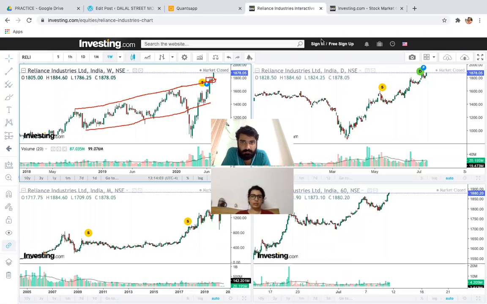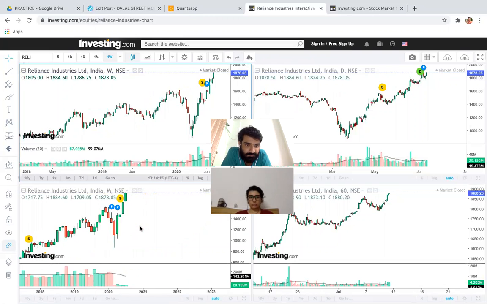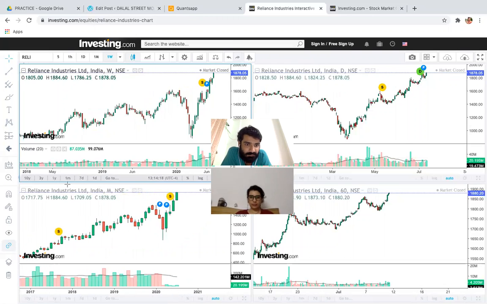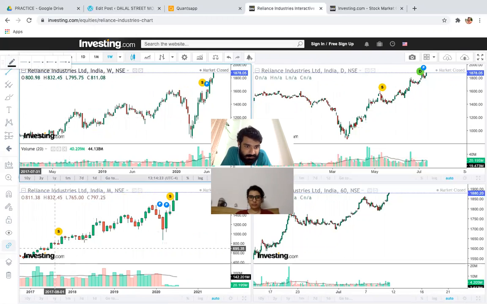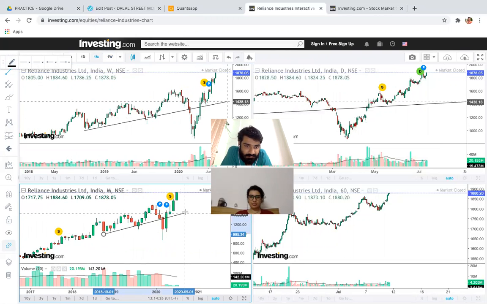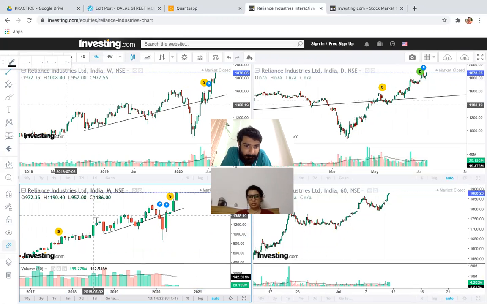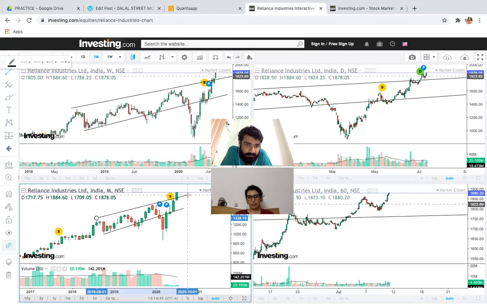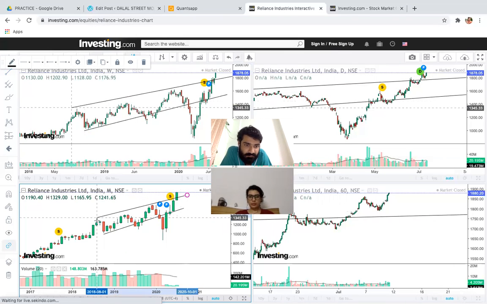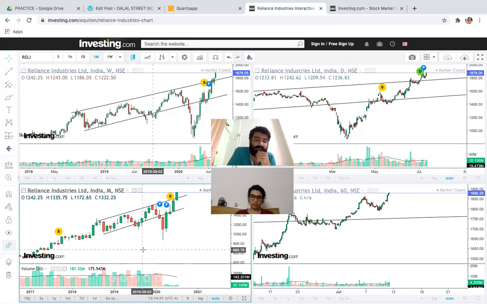And the same channel we can see in the monthly chart as well. This is the monthly chart, and here is our channel. I'll use this tool. So the same channel is being formed in the monthly chart as well, and there was a breakdown in March 2020, and now Reliance has broken the resistance. So this channel is really very important for the analysis.